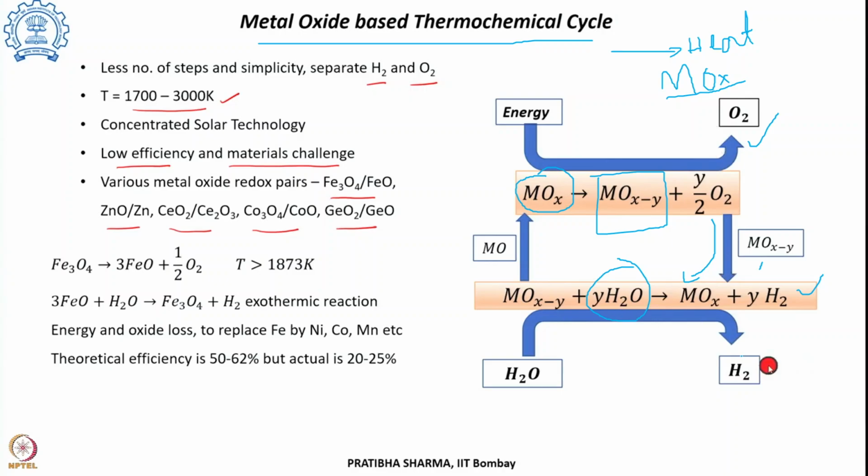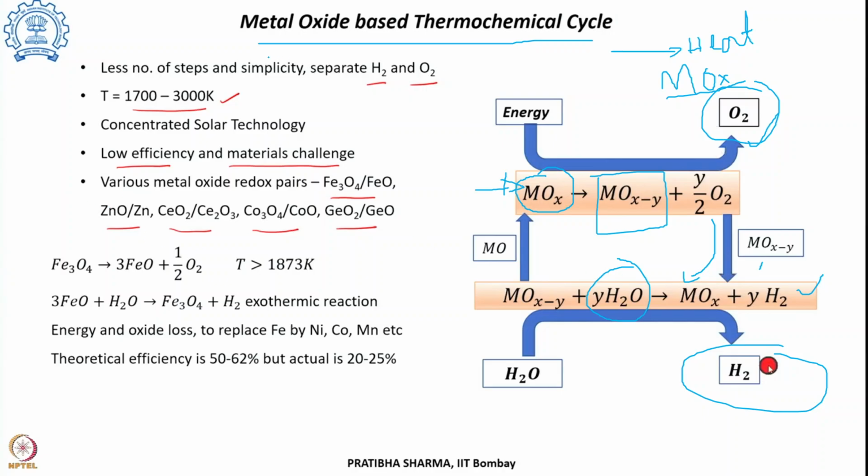By using the second step, we are getting the hydrogen. In the first step, we are getting oxygen. Actually, what is happening here? This is the reduction of the metal oxide, and next is the regeneration of the metal oxide process. Just remember these things.